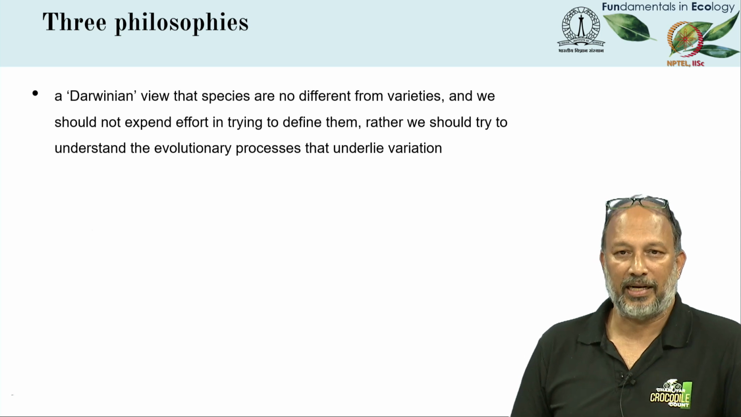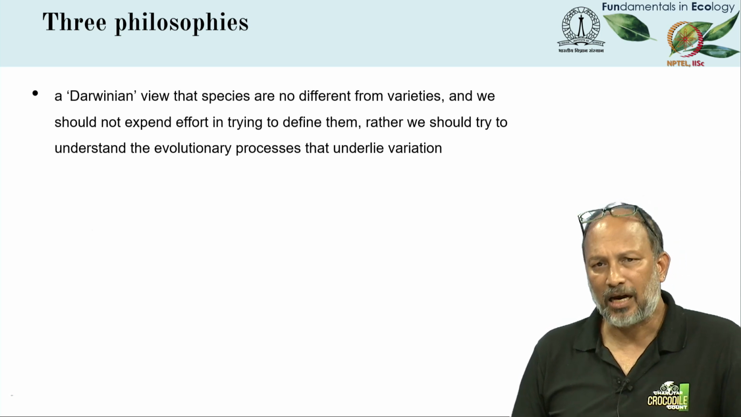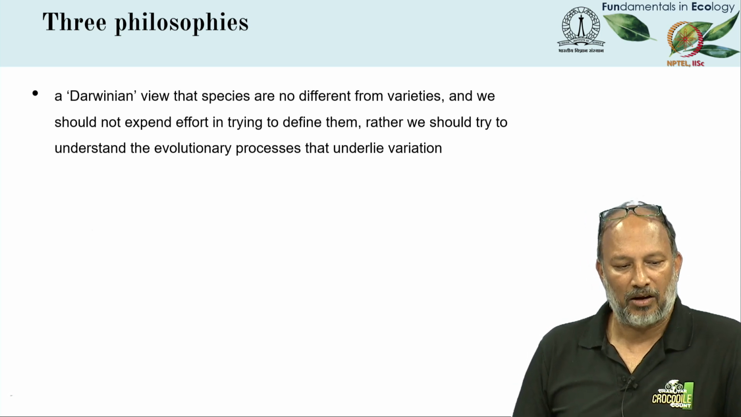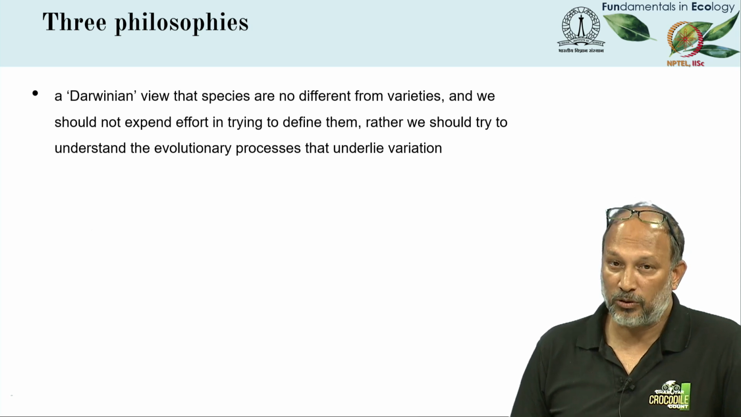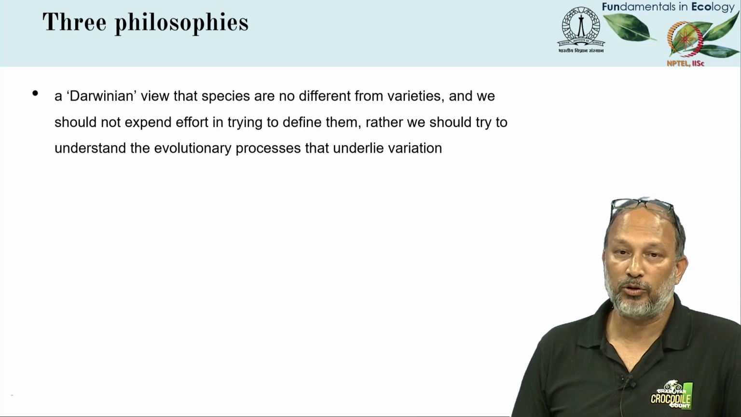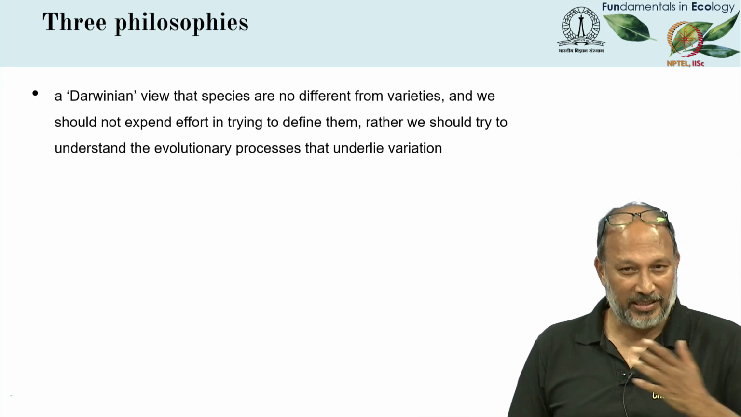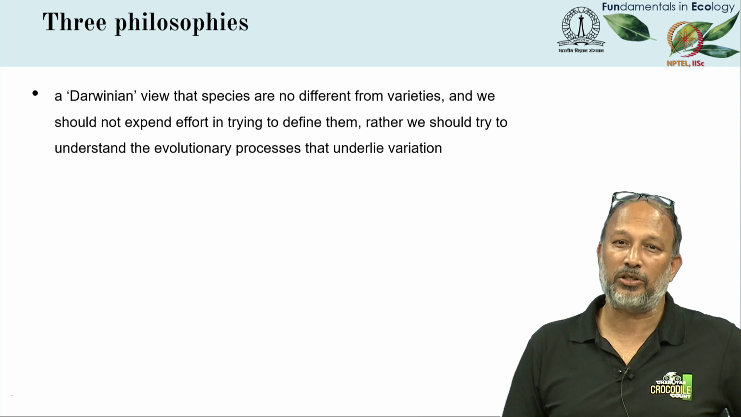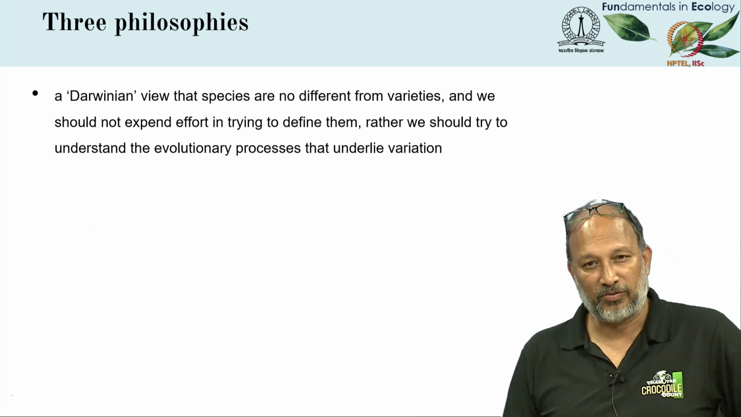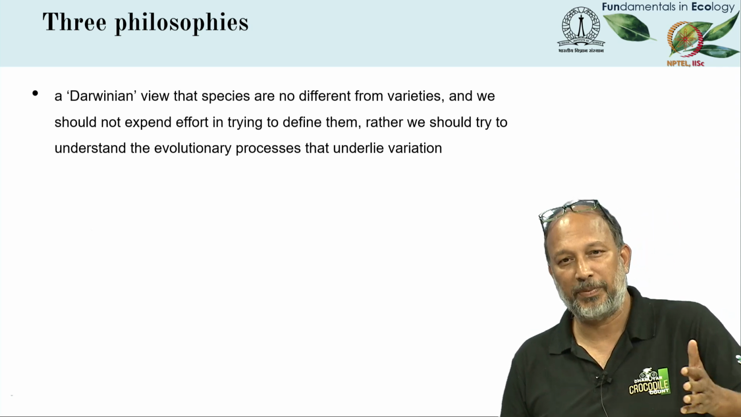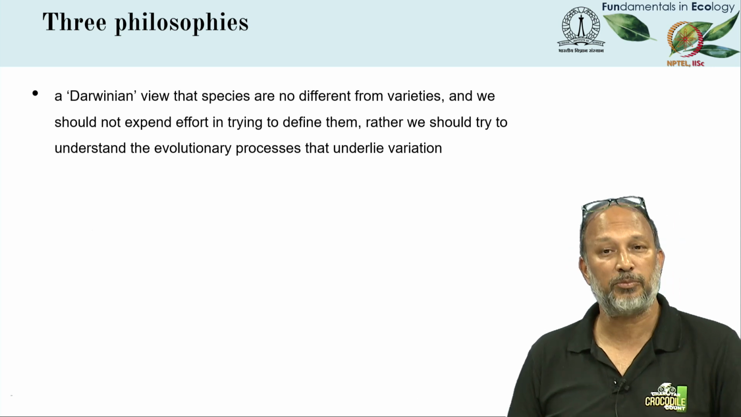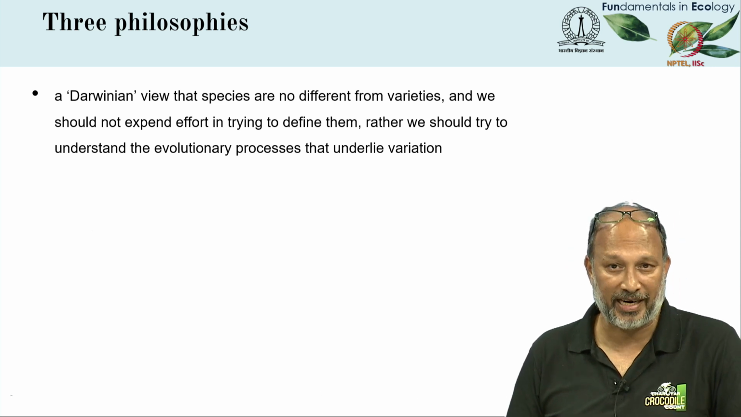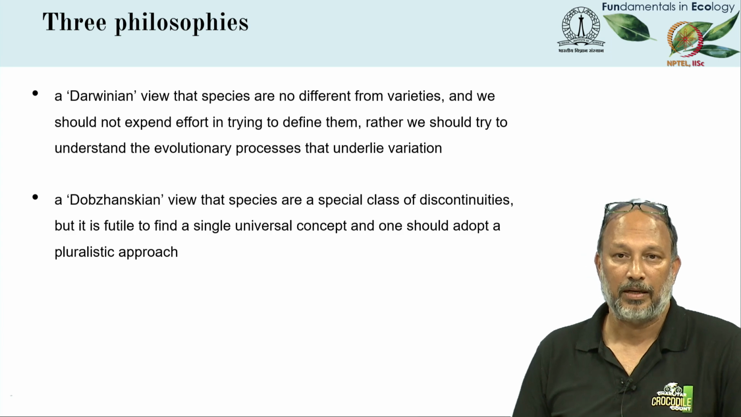There's the Darwinian one that I just mentioned, that species are no different from varieties. We should not expend effort in trying to define them. What we should do is understand the evolutionary processes that underlie variation. So they're just this continuous variation from races and varieties to species to genera and so on, and we should understand the processes by which they come about, but we shouldn't spend time trying to define them.